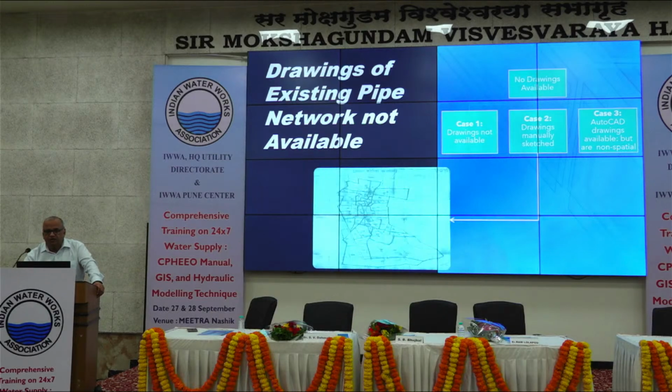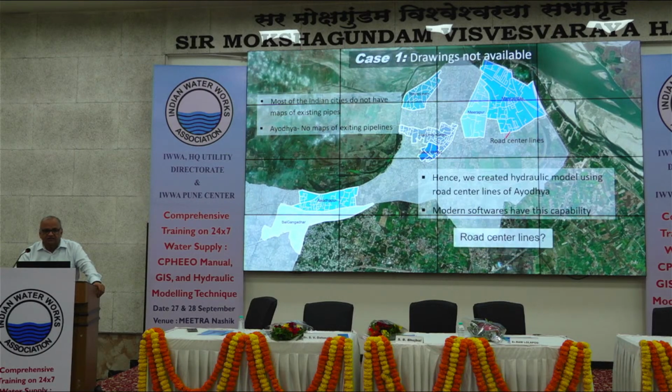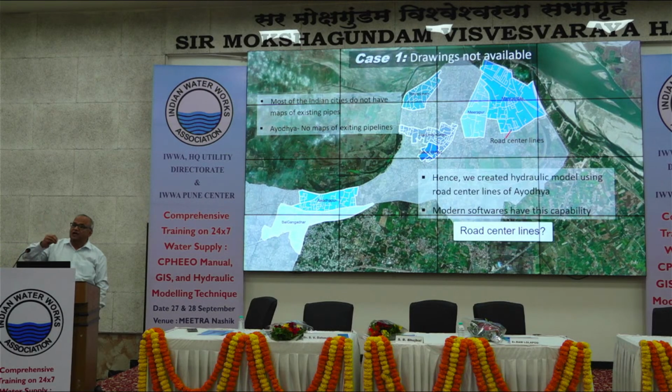Sometimes, 3 cases occur. One is a manually drawn sketch, and it is like this rough drawing. Such sketches are there. The second case is you don't have that map also. So in the case of Ayodhya, we did this design. No data was available to us, but still there is a way to create the network.